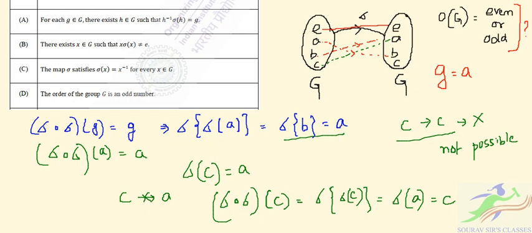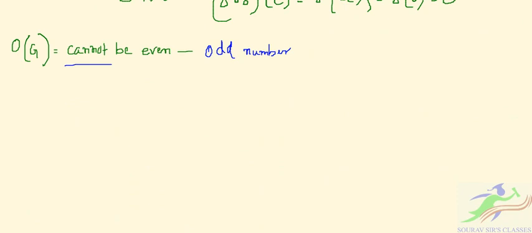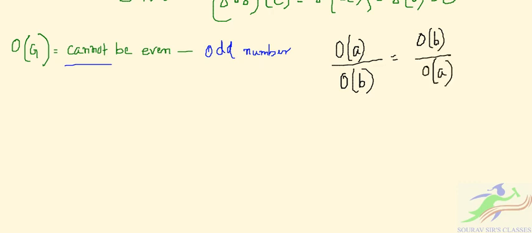Now here you can see that order of A by order of B is equal to order of B by order of A. This implies that order of A is equal to order of B.